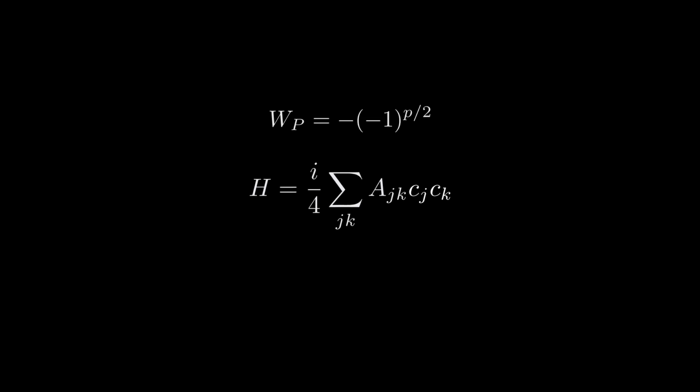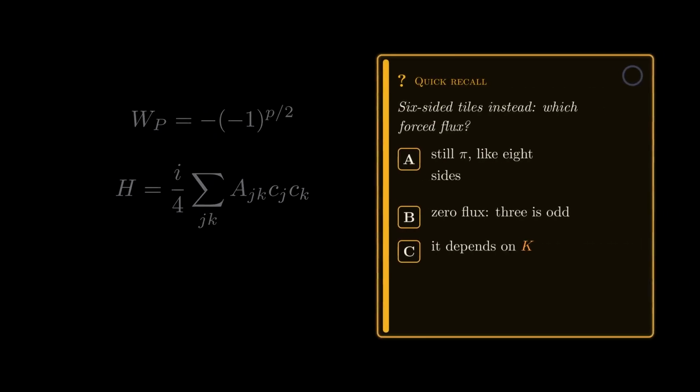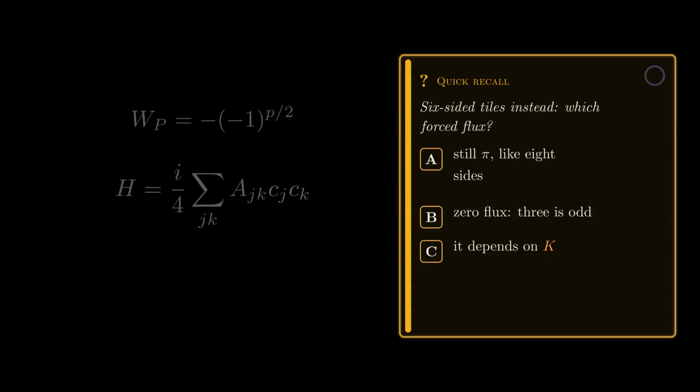One quick test of that flux rule on a lattice we have not solved. Everything we are about to see rides on the forced background flux. If the tiles were 6-sided instead of 8, what background would it be?